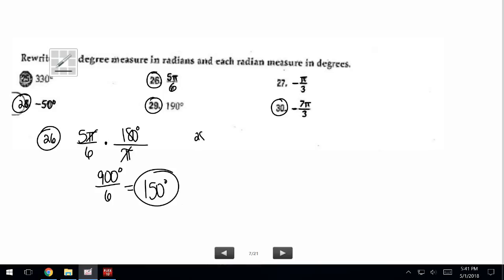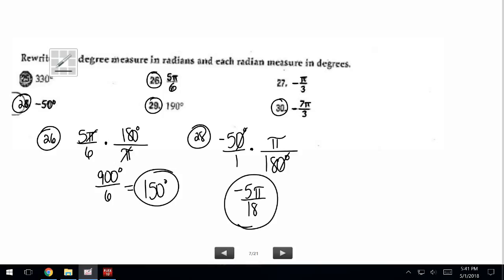All right, and then 28, I need to make negative 50 a fraction by putting it over 1. That degree is on the top, so I put this degree on the bottom to cancel it. And pi always goes with it. Zeros cancel, so it's negative 5 pi over 18. 5 and 18 do not reduce, so you're done.